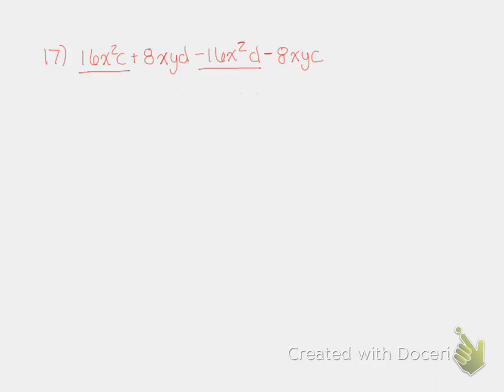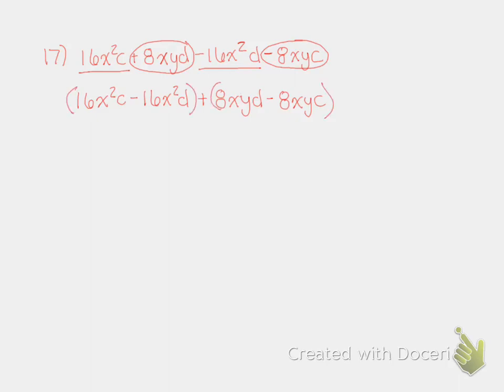Okay, so that means that I'm going to group this 8xyd with this negative 8xyc. So all I'm going to do is I'm going to rewrite this, just switching terms around. Now, whenever you do this, you must take the sign with it. So I'll have 16x squared c minus 16x squared d plus 8xyd minus 8xyc. Okay, now I can group. And look, I have a plus sign in between. It makes it even easier for us.